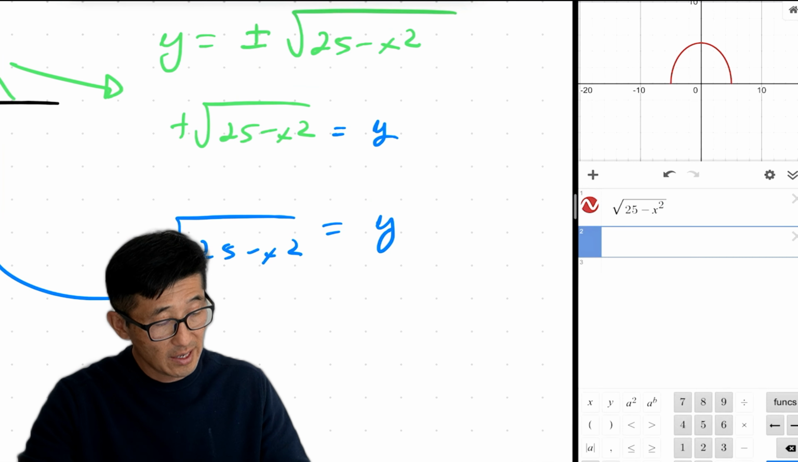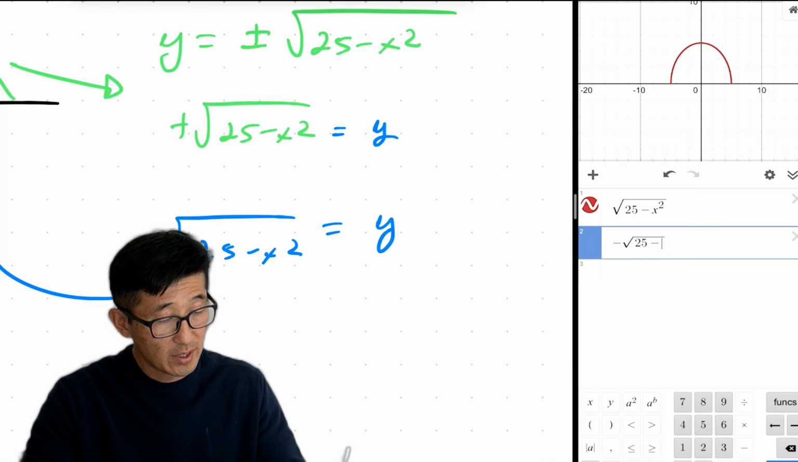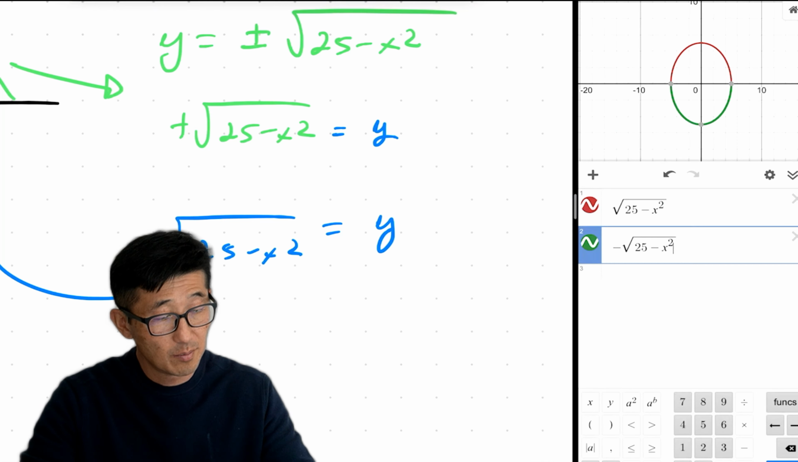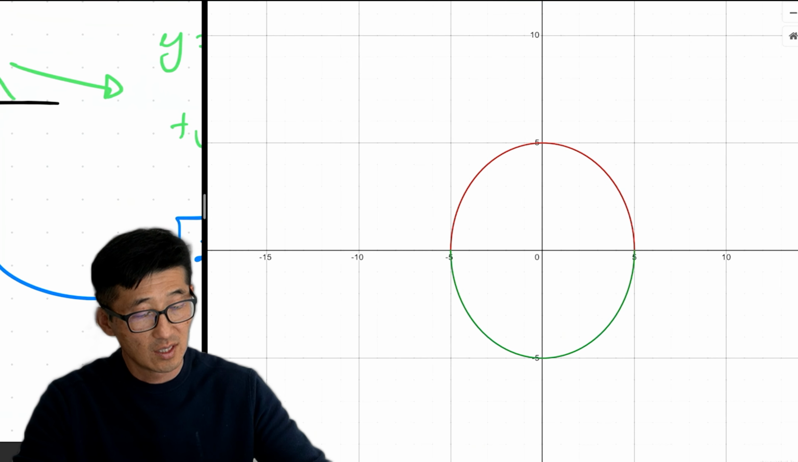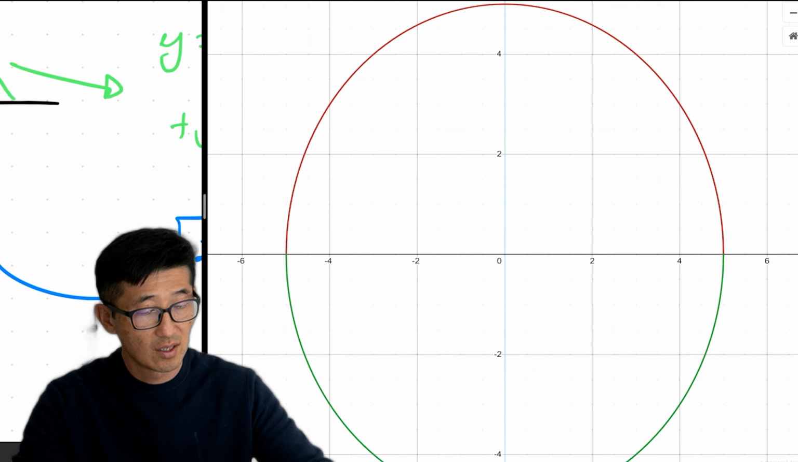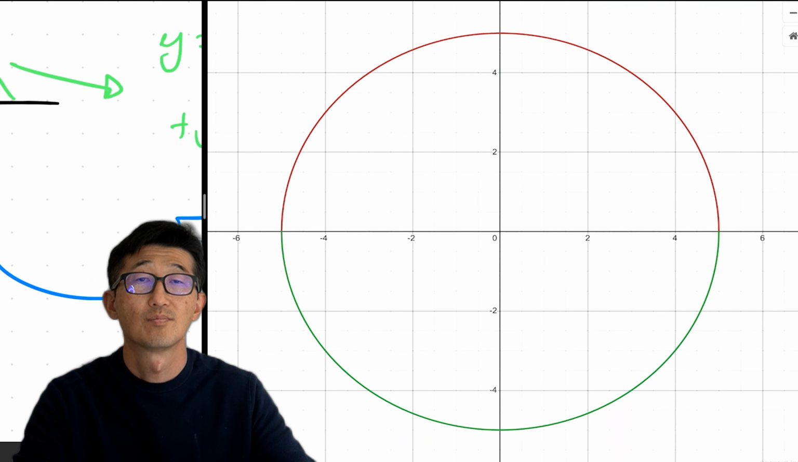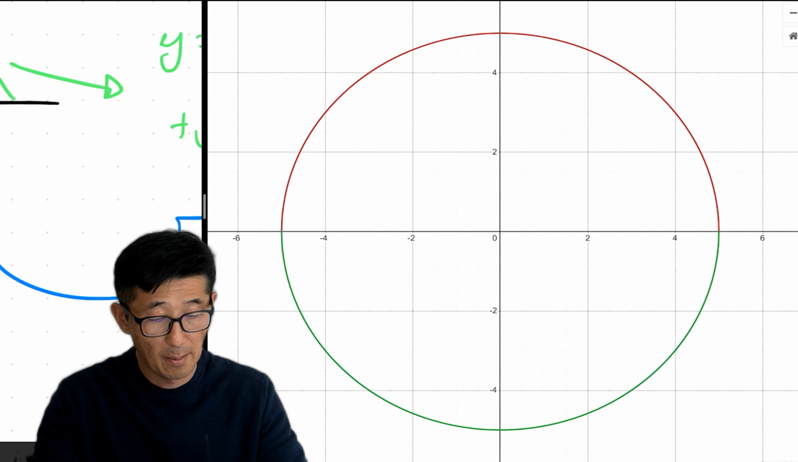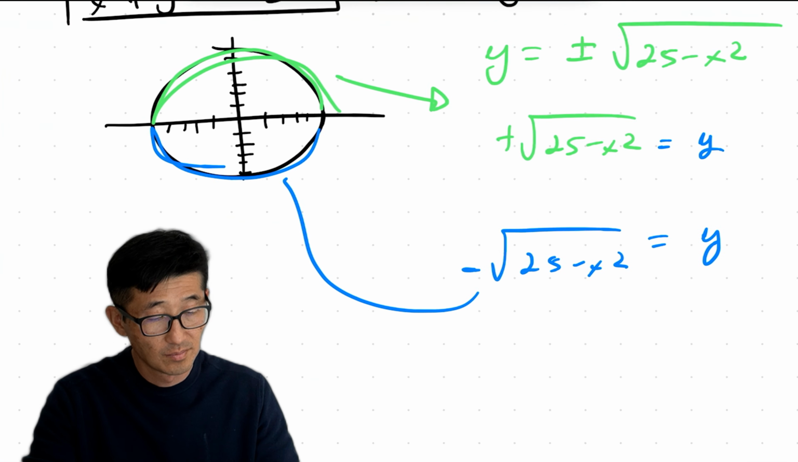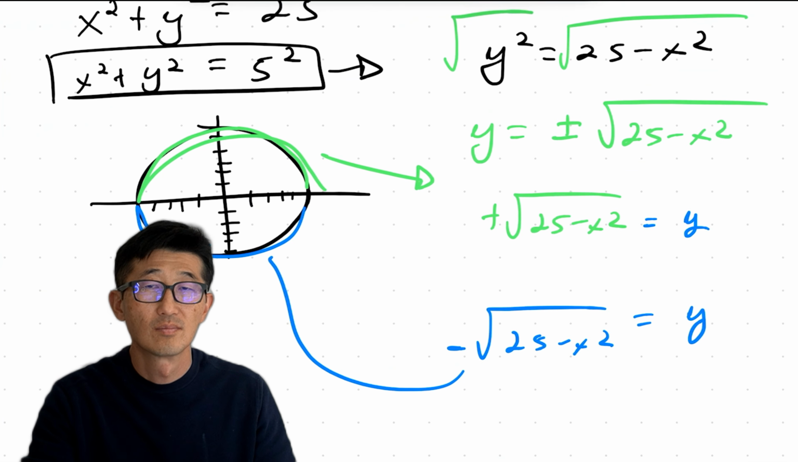Okay, then a negative radical of 25 minus x squared, and that's the bottom part. Now, I gotta reset this. Okay, there it is. Guys, if you do one of the equations as radical 25 minus x squared and then the other one is negative radical 25 minus x squared, it looks like the Grinch.